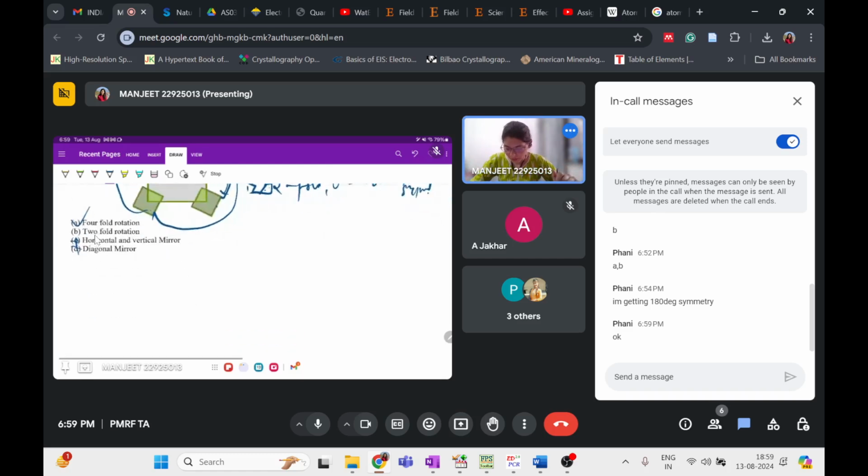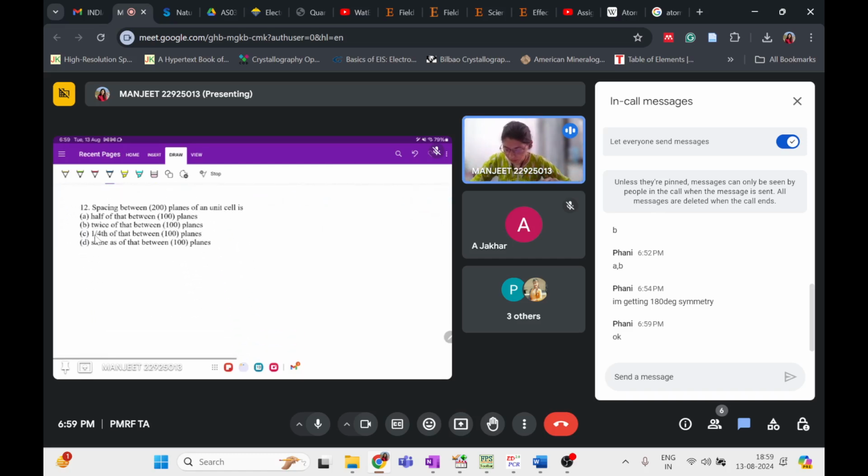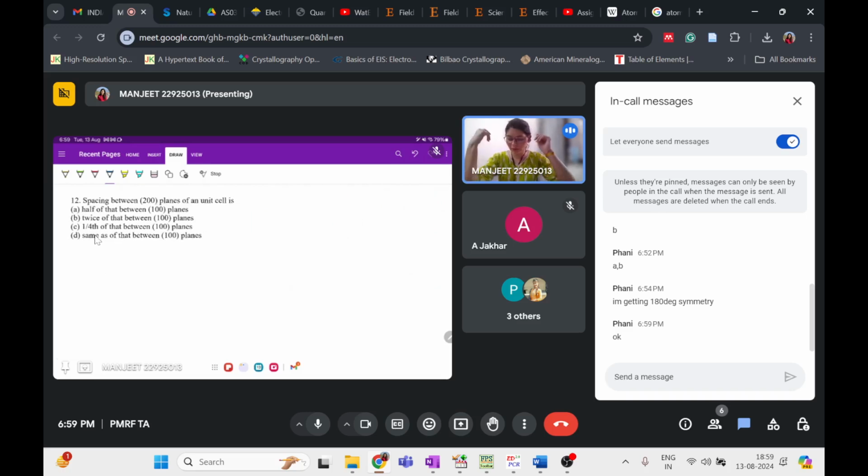Okay. Now in question number 12, you have to find out the spacing between the 200 planes of a unit cell: is it half of that between the 100 planes, twice that between the 100 planes, one-fourth of that between the 100 planes, or the same as that of the 100 planes?